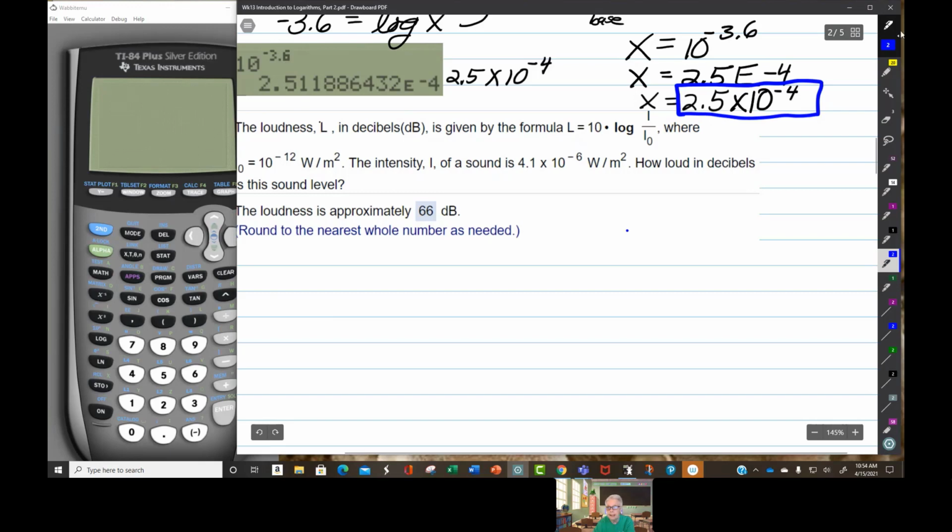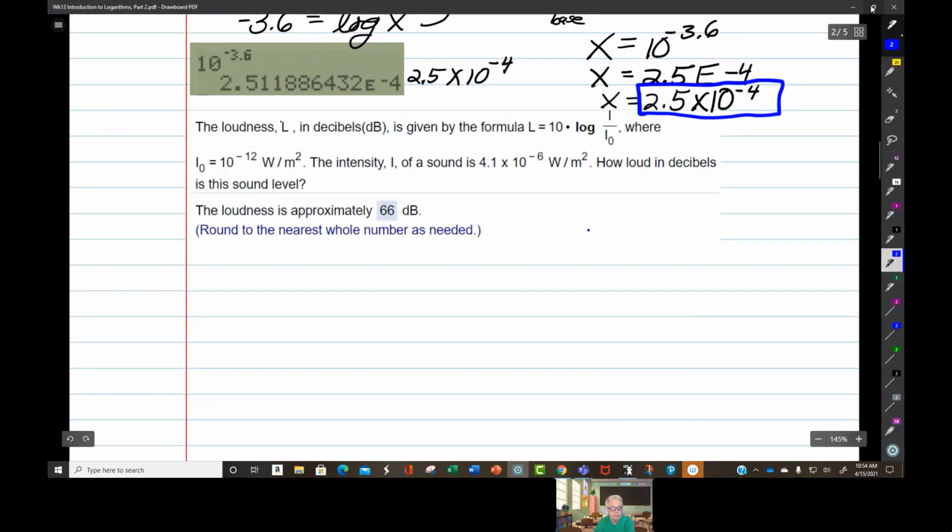All right, now what is this next problem? The loudness of a sound. Very important. If a sound is too loud, it can hurt your eardrums. It can permanently destroy your hearing.